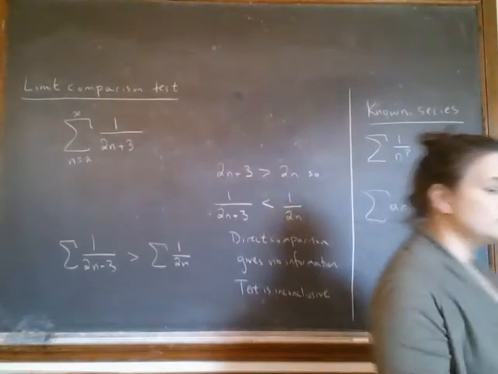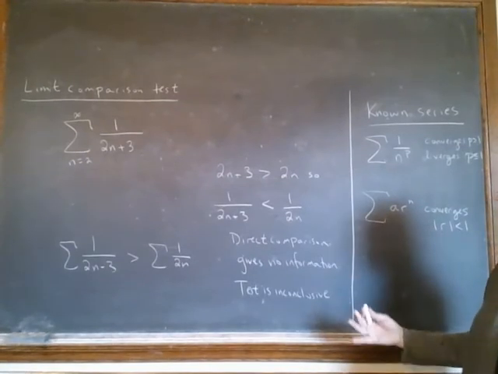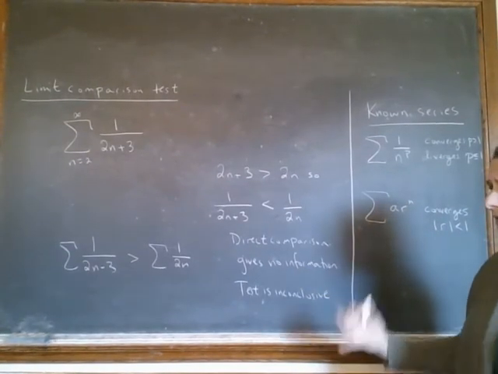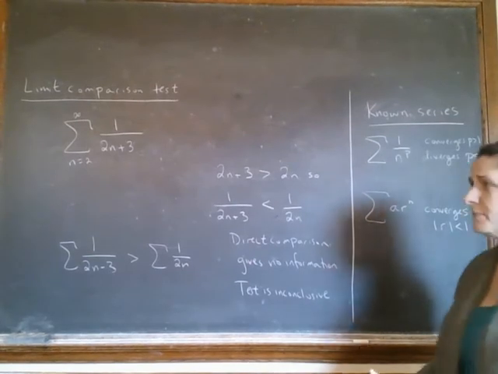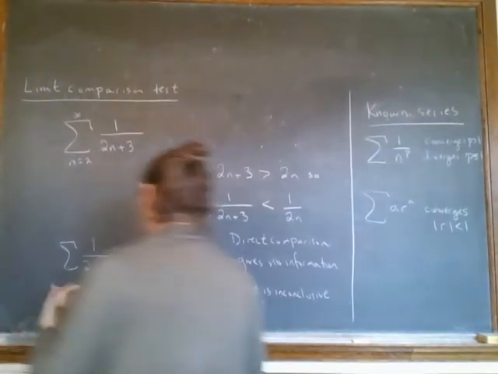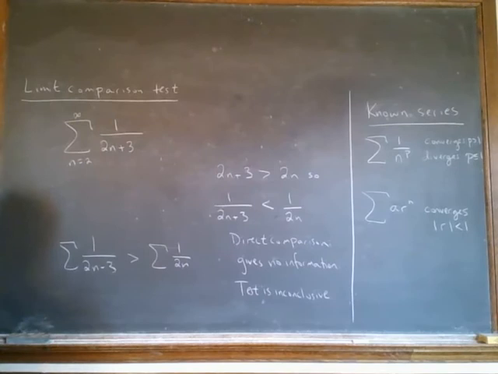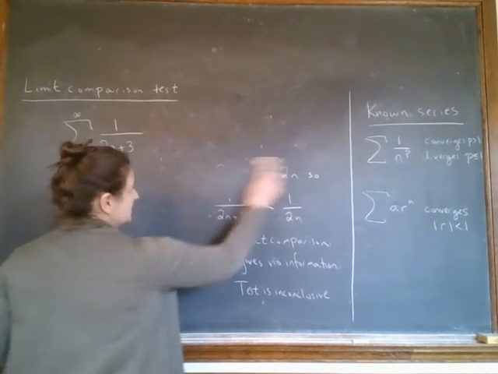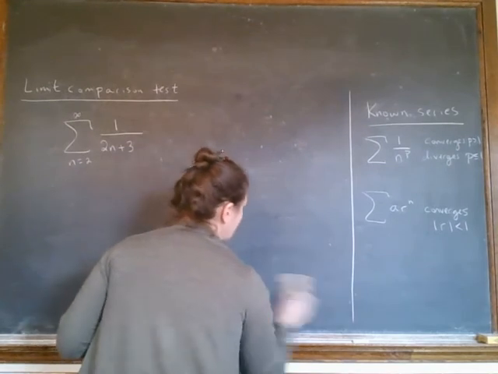But if I wanted to do this, I can't do it with a direct comparison, but still there must be a way, because we know that when it's very large, this thing doesn't matter. And there is a way. That way is the limit comparison test. Okay?